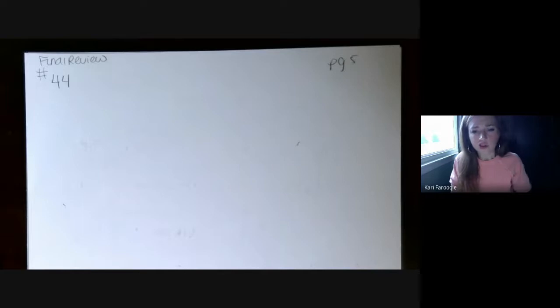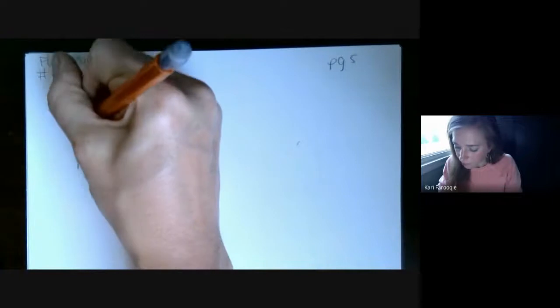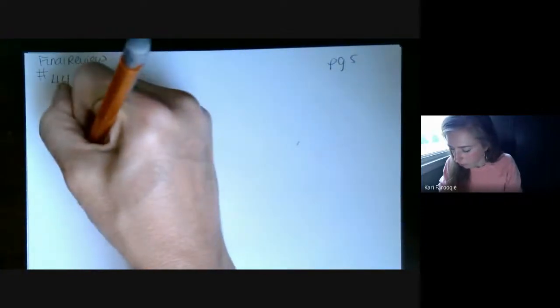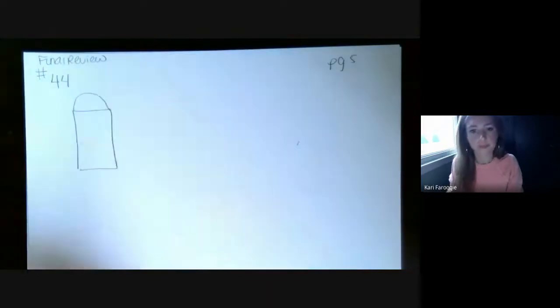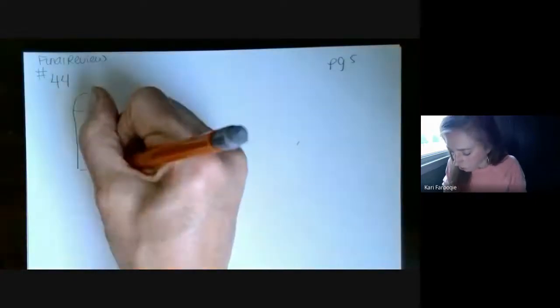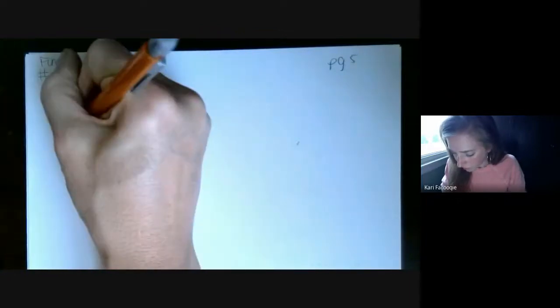A Norman window has the shape of a rectangle surmounted by a semicircle. The diameter of the semicircle is equal to twice the width of the rectangle. Now, if you want to call it W, fine. I kind of want to get back into X and Y because I prefer X and Y. So let's just say this is X and that's Y. Well, then this is also X.